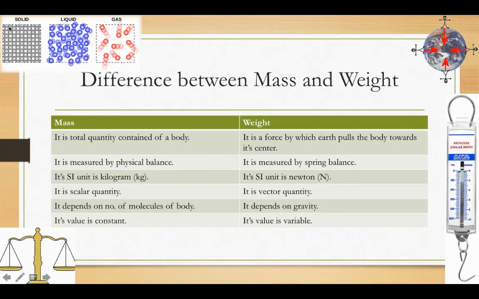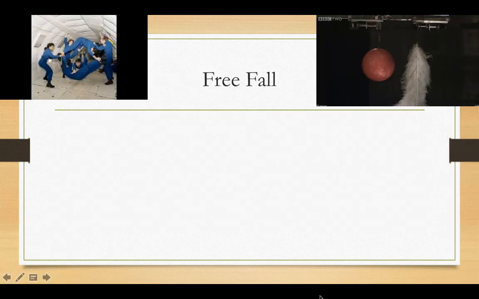The value of mass is constant. Suppose we take this body either to Mars or to the moon or earth, the number of molecules will be the same. If the molecules are the same, the mass will be the same. That means its value is constant. It doesn't change from place to place. But weight depends on gravity, and gravity is different in different heavenly bodies, so its value is variable.